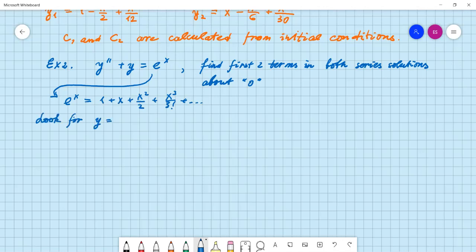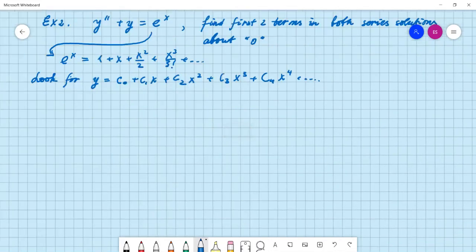So look for y as a series solution: c0, c1x, c2x squared, c3x cubed, maybe c4x to the power of 4. I don't think that we need that many. Guys, you see that in all the examples I do not use series notation. Why? Because I need just the first few terms. I don't need a general formula. So if you are not planning to get a general formula and you just need a few coefficients, it's much faster to just write down the expanded variant of the series.